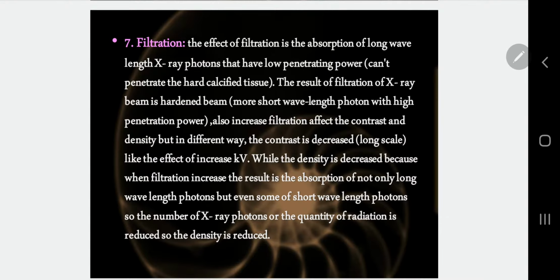The contrast is decreased, long scale, like the effect of increased kilovolt, while the density is decreased because when filtration increases, the result is absorption of not only long wavelength photons but even some of the short wavelength photons. So the number of X-ray photons, or quantity of radiation, is reduced, so the density is reduced.